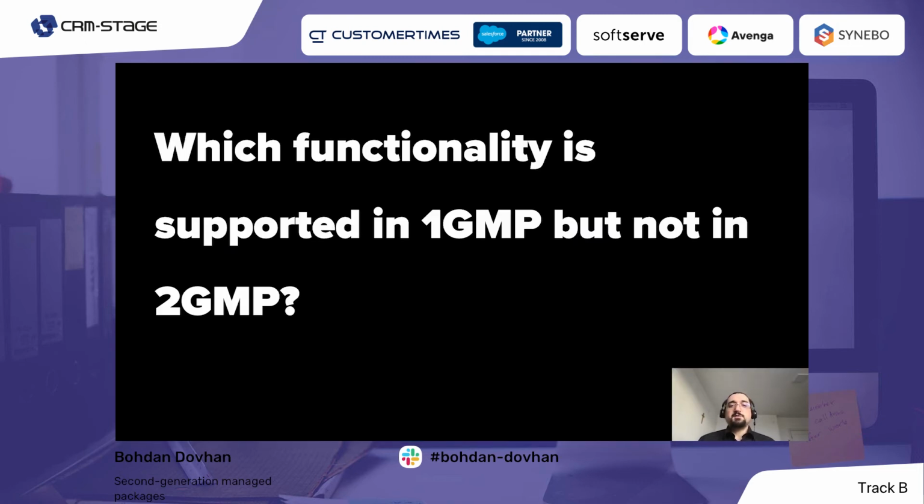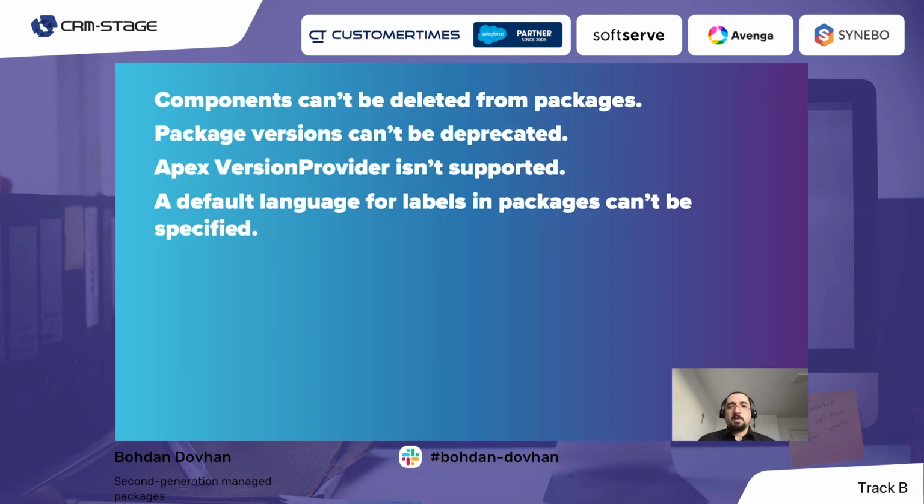Now, which functionality is supported in first generation managed packages but not in the second generation managed packages? When I initially conducted this knowledge sharing, there was a quite bigger list with more items. Now it has been reduced to only 4 items. Some of them we have already discussed, like components cannot be deleted from packages, package versions cannot be deprecated, also Apex version provider is not supported, and a default language for labels in packages cannot be specified.